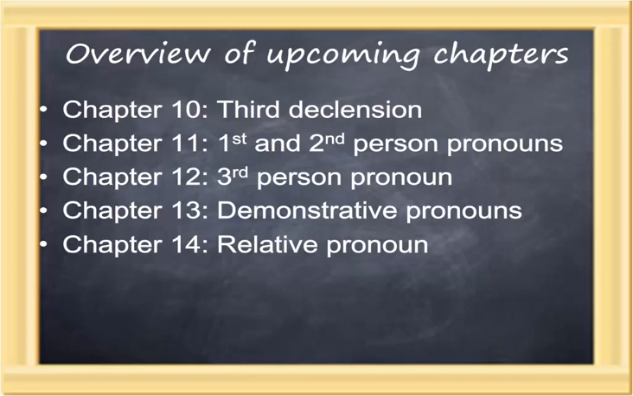In Chapter 12, we'll explore the third person pronoun: he, she, it, they. Interestingly, this particular word, autos, can function in 3 different ways. Chapter 13 gives us the demonstrative pronouns, this and that. Chapter 14, the relative pronouns, used in relative clauses.